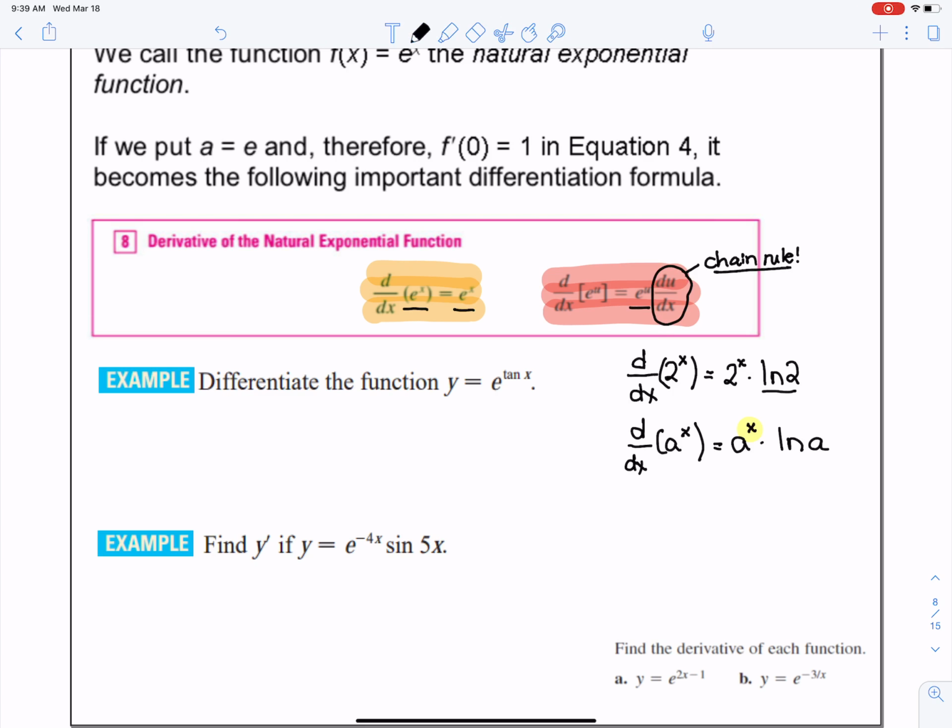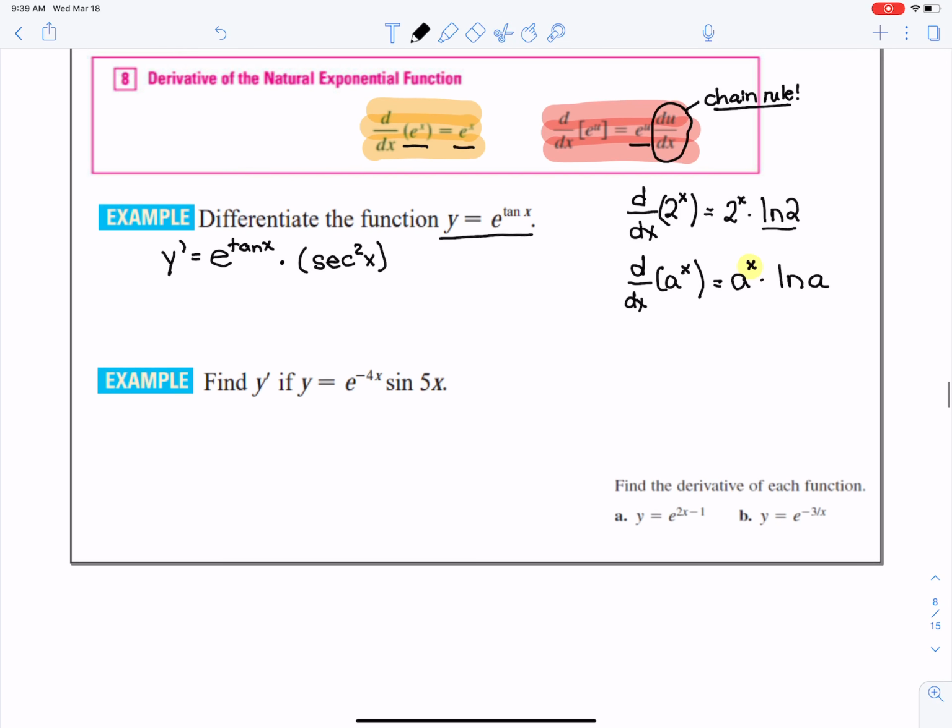So let's do some examples here. It asks us to differentiate the function e to the tan x. When I look at this, I need to read it as e to some function. So this is chain rule here. So my derivative would be, you'll leave the function the same, times the derivative of the exponent, which the derivative of tan x is sec squared x. So that would be my derivative.